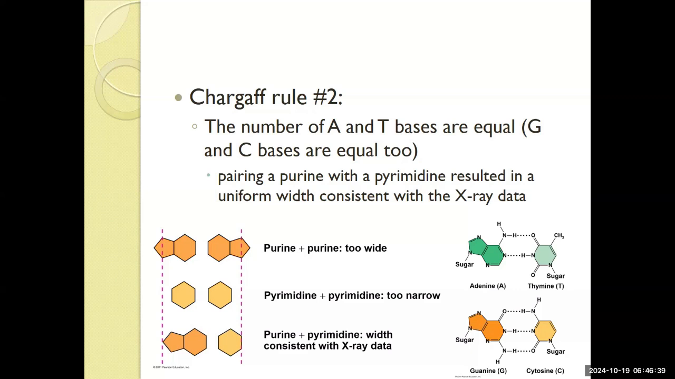That inconsistency would make it liable for damage, nicks, improper packing. So by consistently pairing adenine to thymine, cytosine to guanine, we were consistently getting a purine and pyrimidine pair, so the DNA helix was always 3 rings wide.